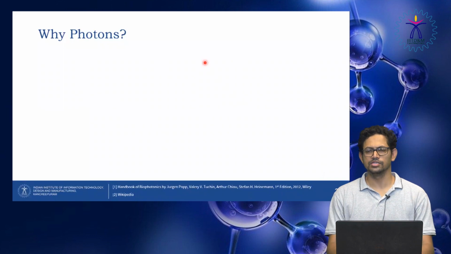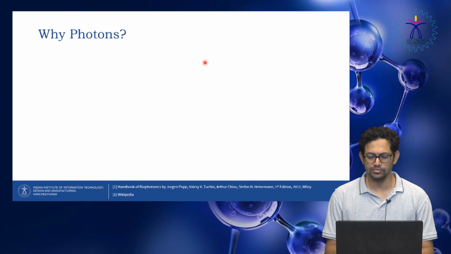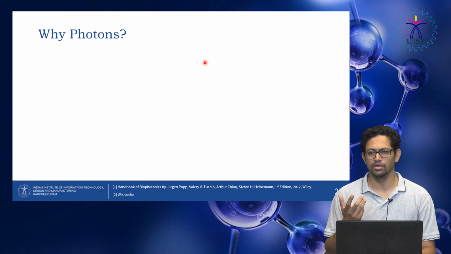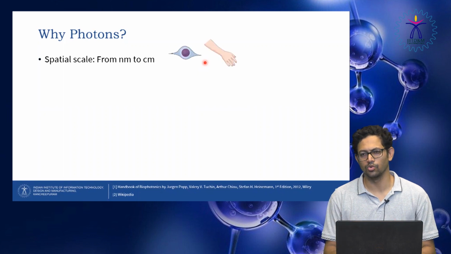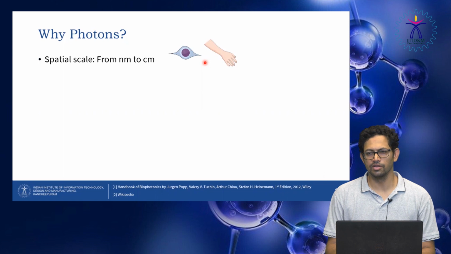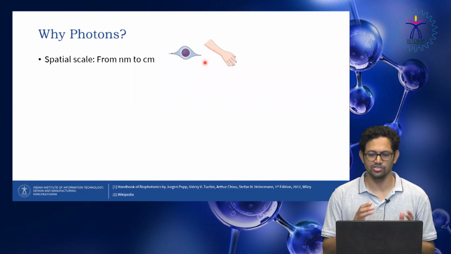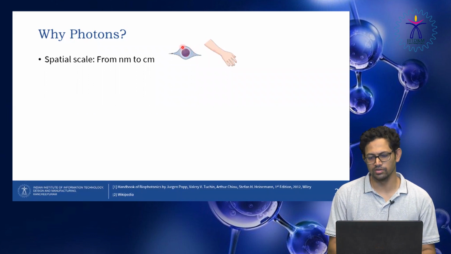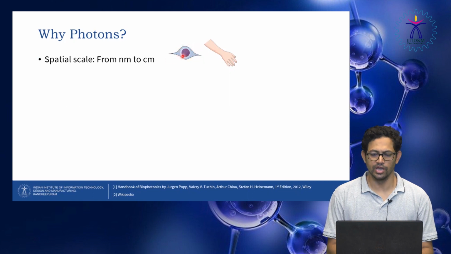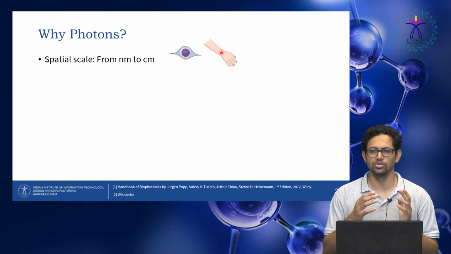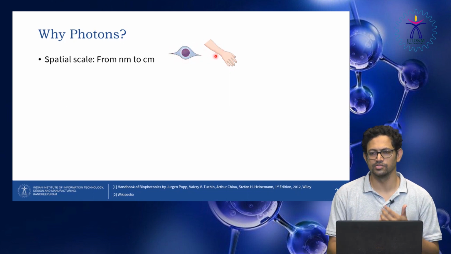So let us understand photons. The photon is the most fundamental particle of light. A photon has many benefits, as we will see. The first benefit is the spatial scale. The photon helps us to quantify the properties of the tissue from as small as nanometers, as you can see over here. That could be a cell which has the dimension of nanometers, and as large as our own hand. So we can quantify the optical properties of the cell as well as the hand.